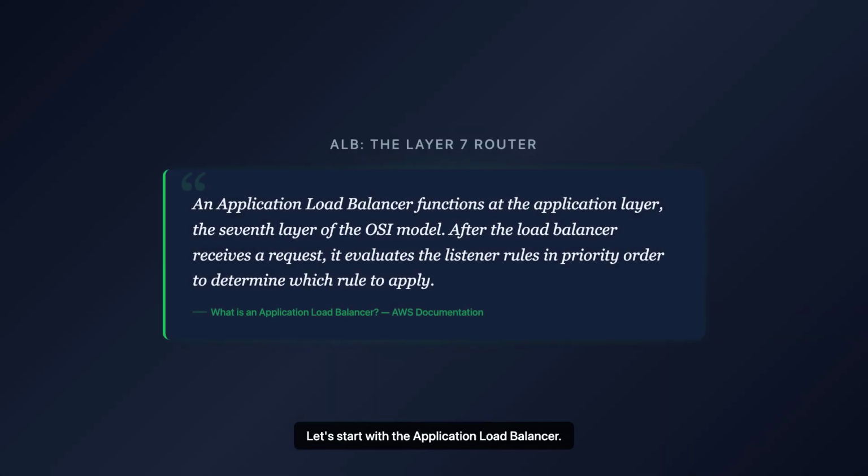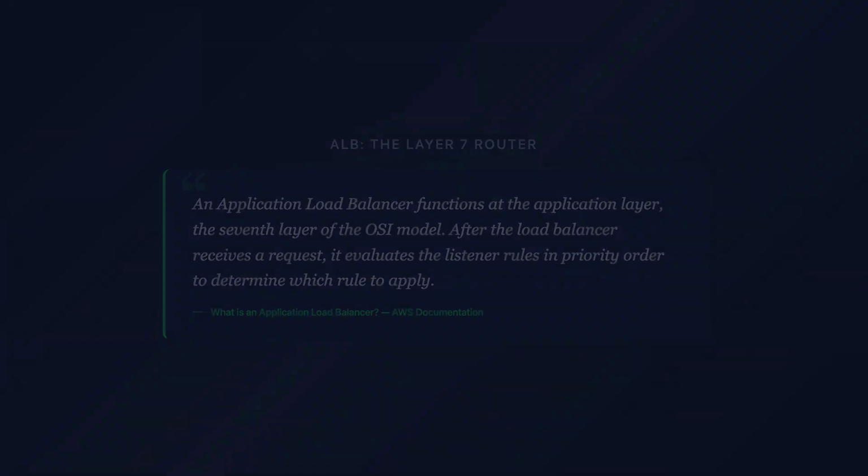Let's start with the application load balancer. It functions at the application layer, the 7th layer of the network model, which means it can actually read the HTTP request. It sees the URL path, the host header, the query string, all of it. And after it receives a request, it evaluates its listener rules in priority order to decide where that request goes. That ability to read the content of a request is the single thing that sets the ALB apart from everything else, and it unlocks a whole set of features no other type has.